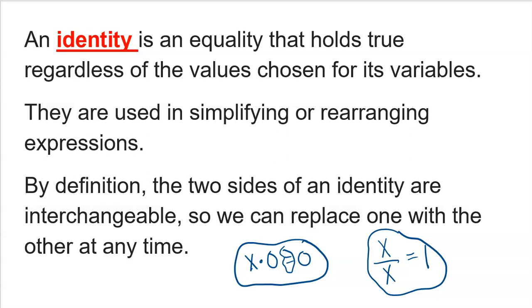Because they allow us to help simplify or rearrange expressions. By definition, since the two sides are equal, they can be interchangeable. So anytime I see a 1, I can replace it with 5/5, or 2/2, or 49/49. I can replace it with whatever I want. And that's the whole reason why identities are so really cool. So a trigonometric identity is simply an equation that holds true no matter what you plug in for the variable. But trigonometric means it involves sine, cosine, tangent, and so on.